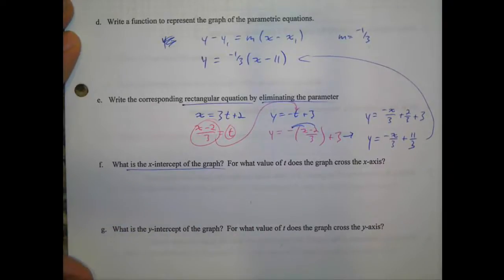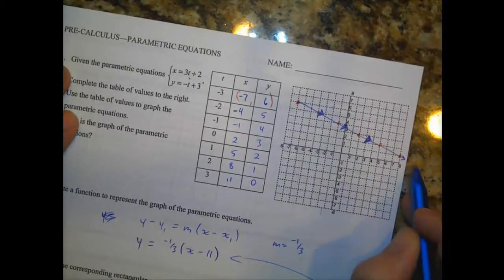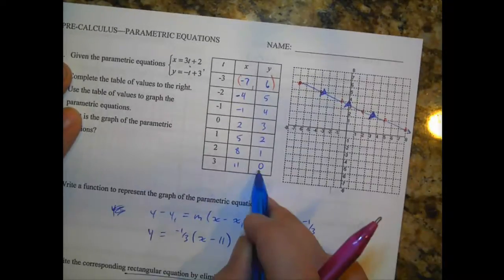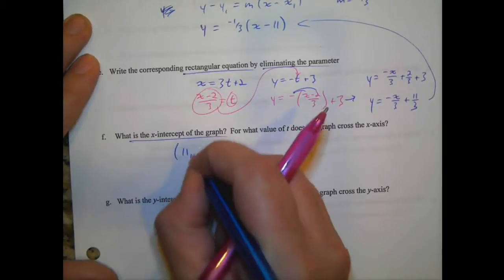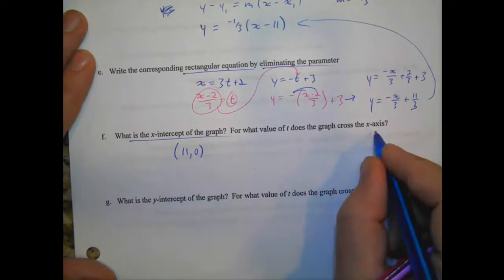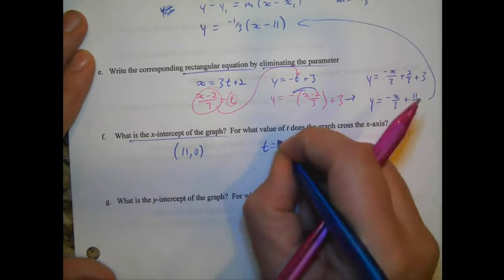So now moving forward, what is the x-intercept of the graph? Remember, an x-intercept is when our y equals 0. We can't see it on our graph, it's somewhere over here, but we know when y is 0 is at the point (11, 0) when time is 3. So it says, what is the x-intercept? It is (11, 0). For what value of t does it cross the x-axis? When t equals 3.